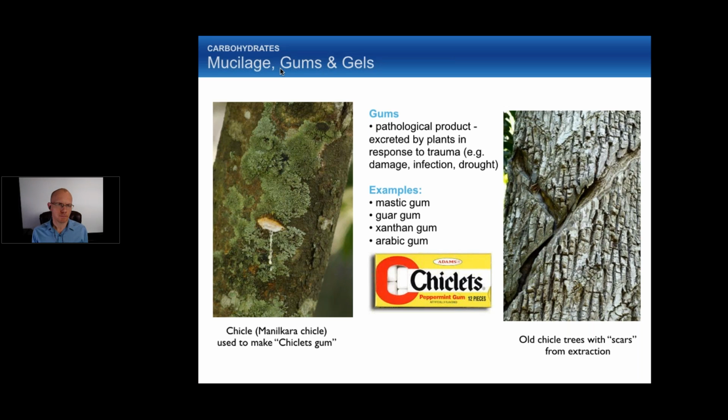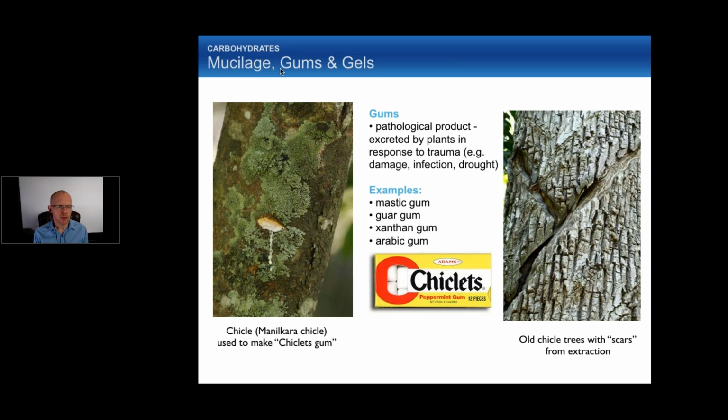Now, gums are a little bit different, where gums are produced as a pathological product. So when the plant is injured in some sort of way, a gum is released from wherever the trauma is. If you look on the left-hand side, I took my pocket knife out and made a little incision in the tree, and you can see what's happened is after a few minutes, this white gummy substance starts being excreted by the tree.